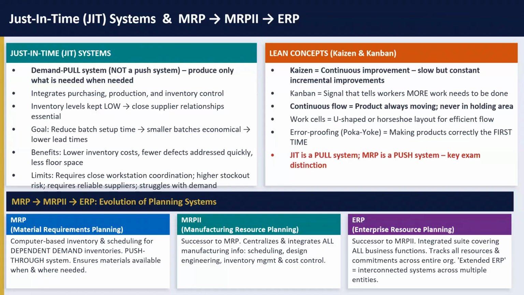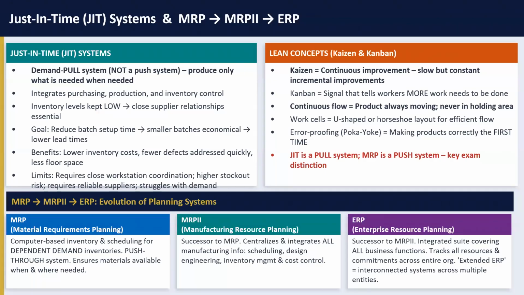Then JIT is a pull system, MRP is a push system. This is a key distinction you should know. Now, what is this MRP? Okay, MRP, MRP2 and ERP are other concepts now. MRP is material requirements planning. Material requirements planning means you need raw materials. You need to place orders for your raw materials. Okay. So in materials requirements planning, you will be focusing on demand. Okay. Computer-based inventory and scheduling will be used for dependent demand inventories.